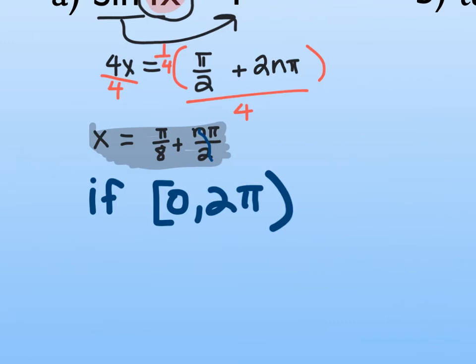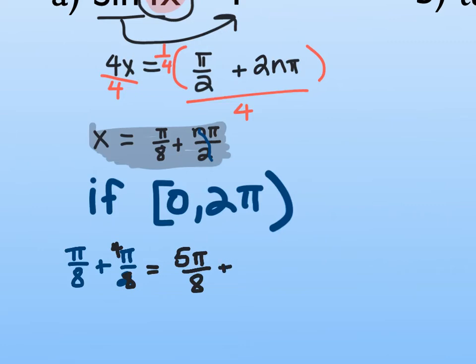Because it's not your standard angles anymore, right? It's pi over 8 plus a half pi. So I'm going to take pi over 8, which is going to be the first answer I would have, and I'm going to add on as though n were 1, so pi over 2. This would be 4 pi over 8, and I get 5 pi over 8. Is 5 pi over 8 on my standard unit circle? Is it bigger than 2 pi? No, so I have to include that one.